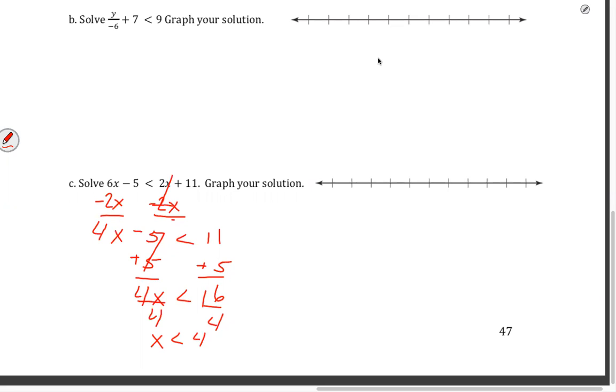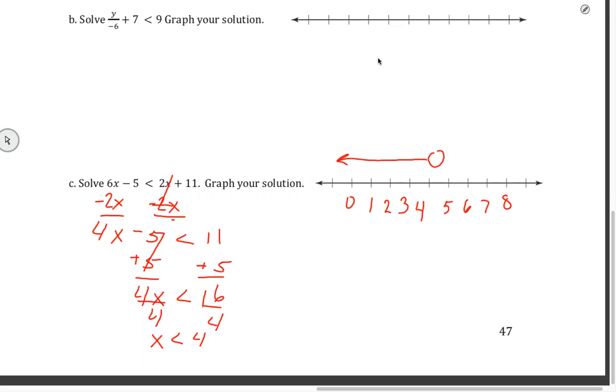So I'm going to go back to the way I do it. I put 4 in the middle. 5, 6, 7, 8, 3, 2, 1, 0. Okay, looks nice. It's an open circle at 4, and I'm not eating the variable, so I shade to the left.